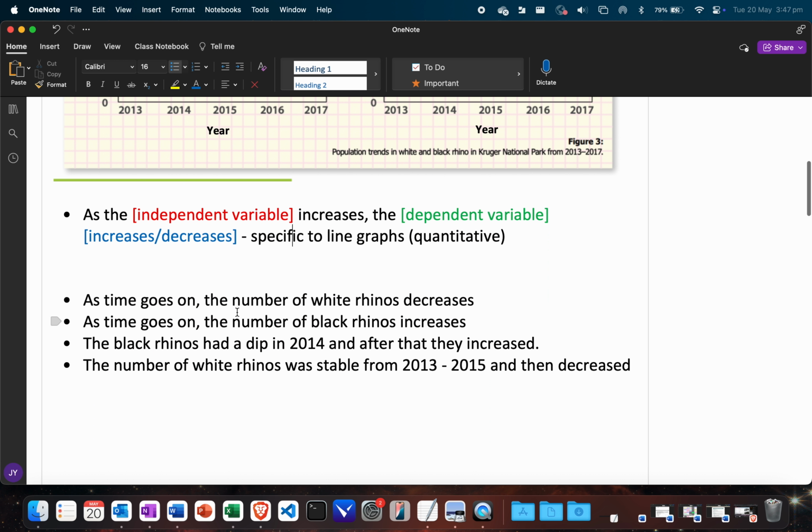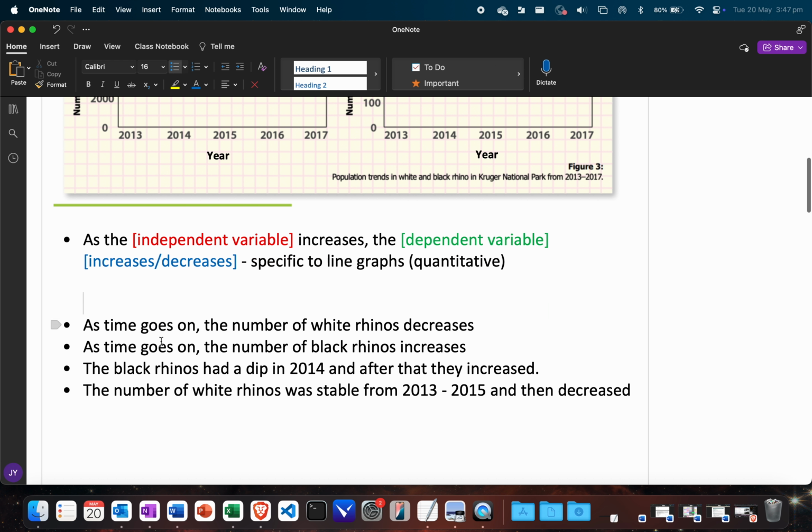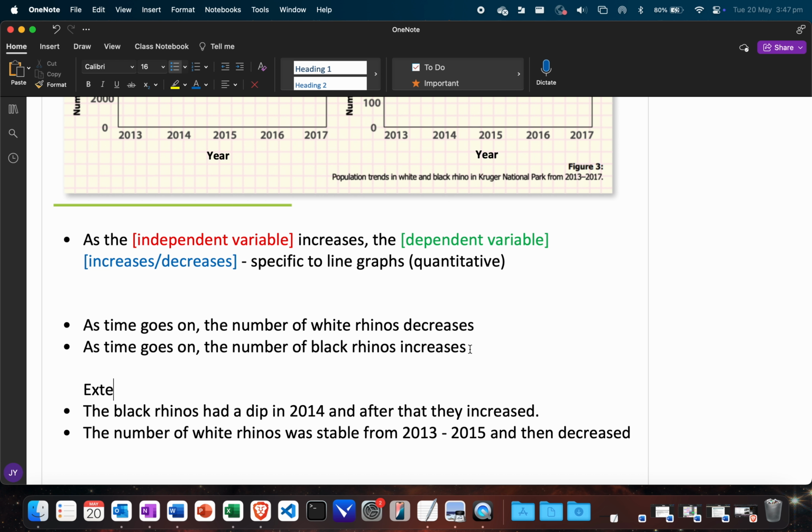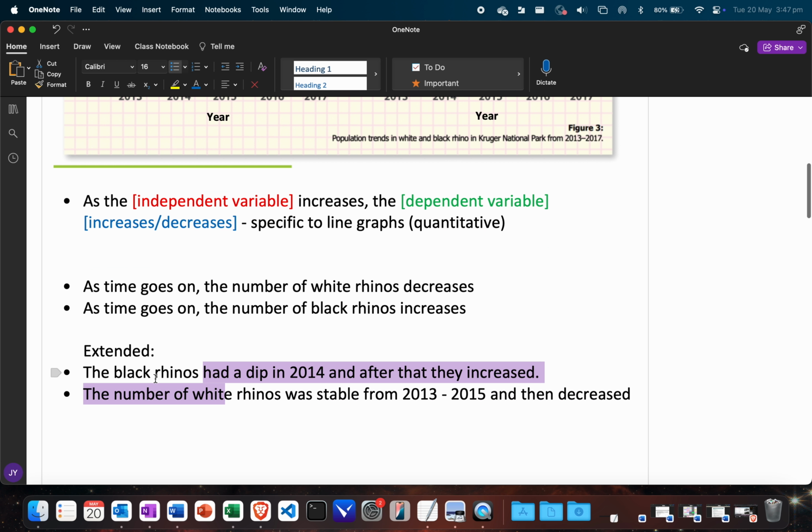Okay, and so, which is essentially what I've actually written here, right? As the time increases, the number of white rhinos decreases. As time increases, the number of black rhinos increases. Okay, those are the main trends. And then I've actually taken another step, right? So this is kind of like more extended. These trends are kind of more like extended ones. These ones are the basic ones to identify.